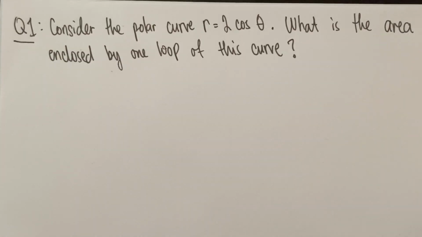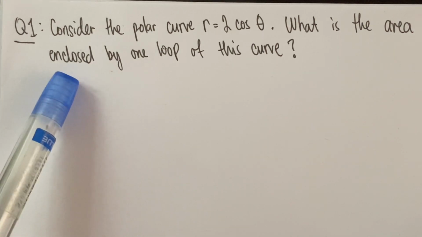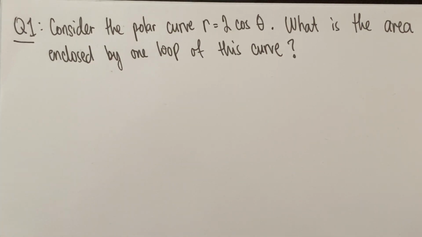Okay, so hello there. In this video, we will try to answer this question. Consider the polar curve r equals 2 cosine theta. What is the area enclosed by one loop of this curve? In order for us to answer this, we need to first determine the formula that we need. Surely we're going to need a bit of integral calculus to answer this.